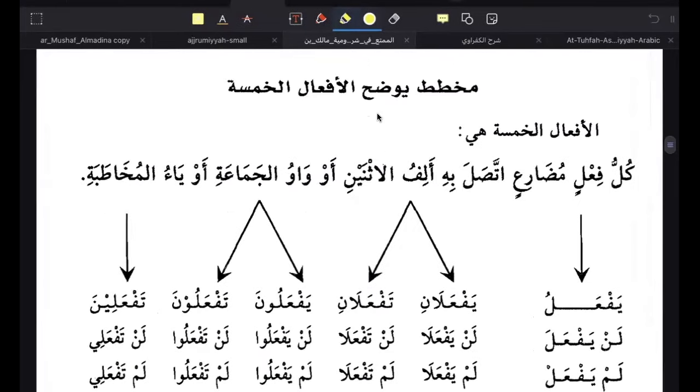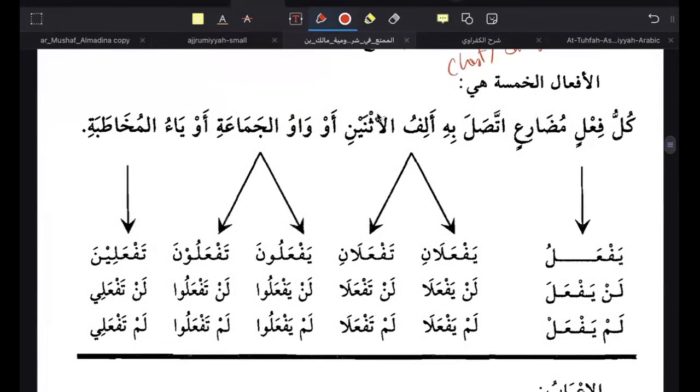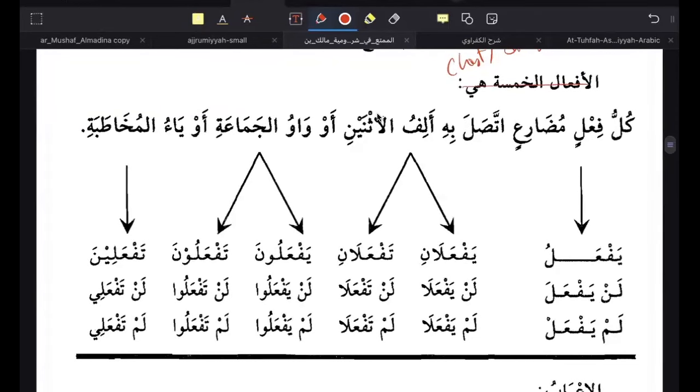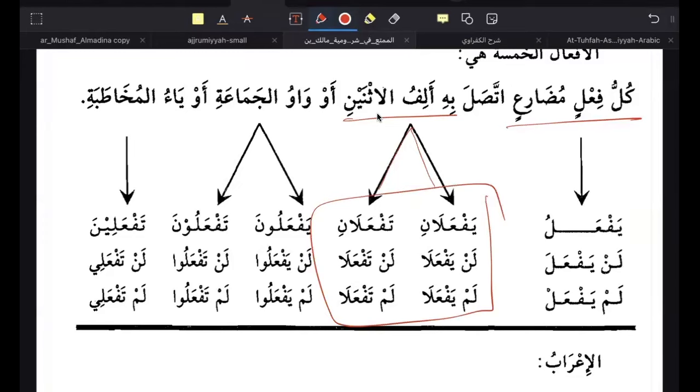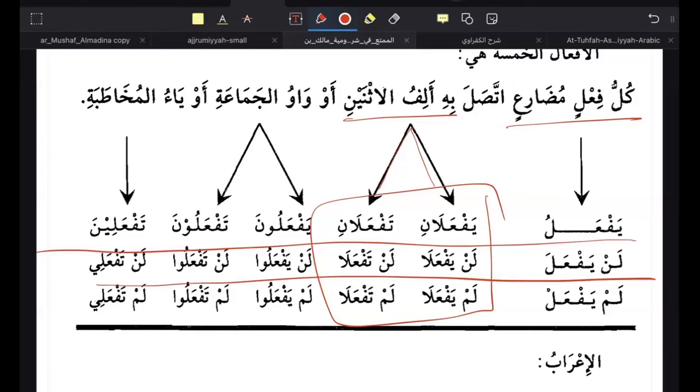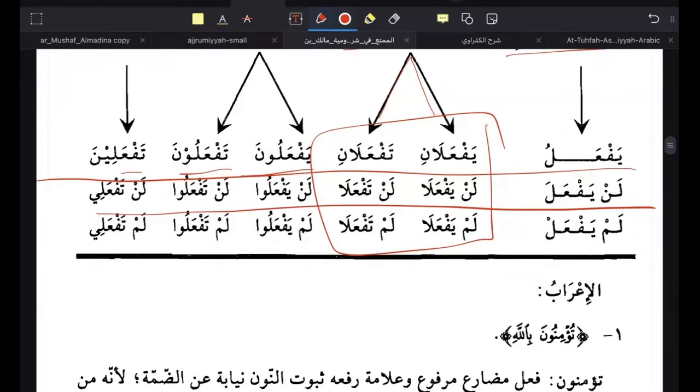So this is the topic of al-afal al-khamsa. He gives you a nice chart. So the five verbs are kullu fi'lin mudari'in ittasala bihi aliful ithnain. Then he nicely showed you what are the alif al-ithnain, exactly what we showed you. And he's going to do this for all the three different states. So you have yaf'alani taf'alani, aw waw al-jama'a yaf'aluna taf'aluna, aw ya al-mukhataba, taf'alina. This is for the raf state.